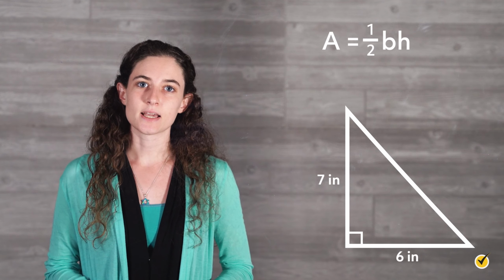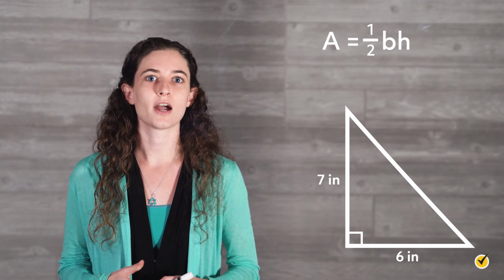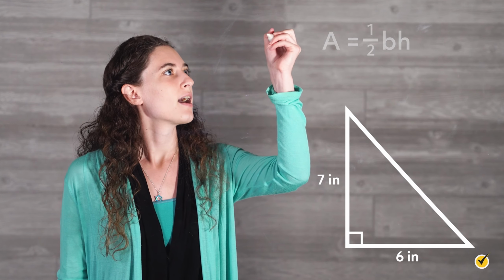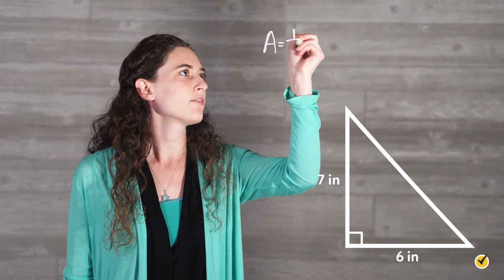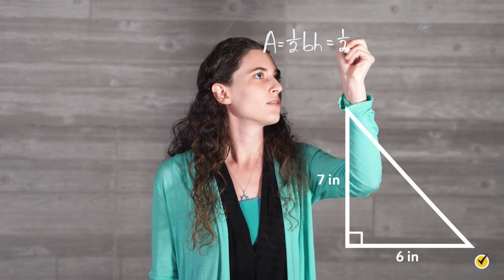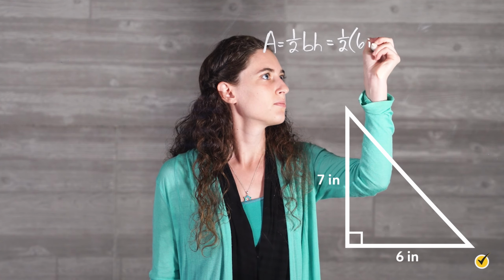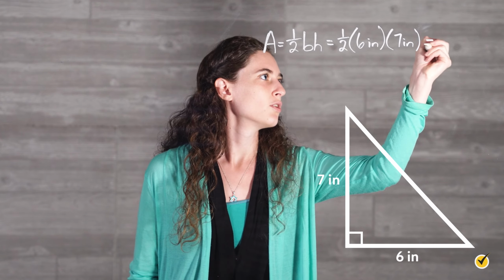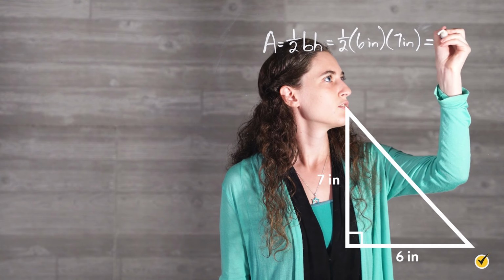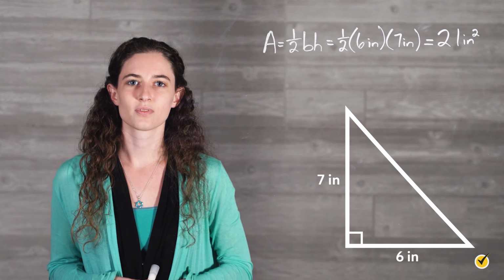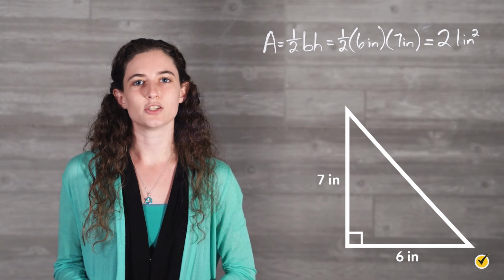Find the area of the following triangle. In this example, our base is 6 inches and our height is 7 inches. If we plug these values into our formula, we get A equals 1/2 BH. So it's equal to 1/2 times 6 inches times 7 inches, which then simplifies to 21 square inches. Our area is 21 inches squared.